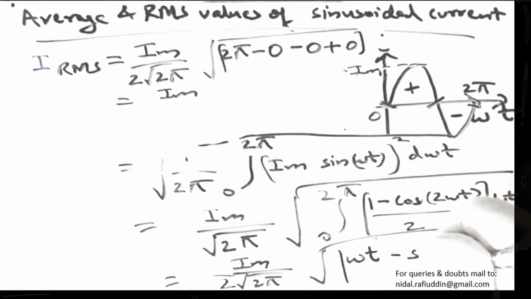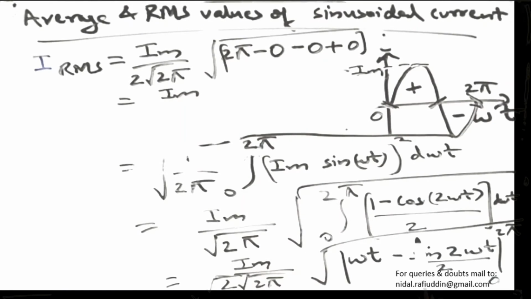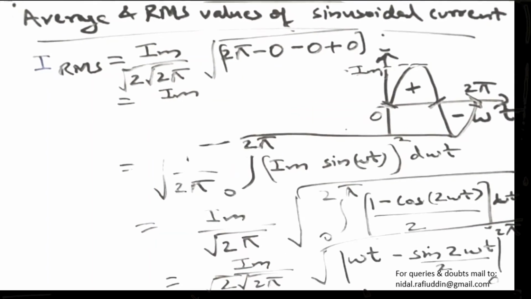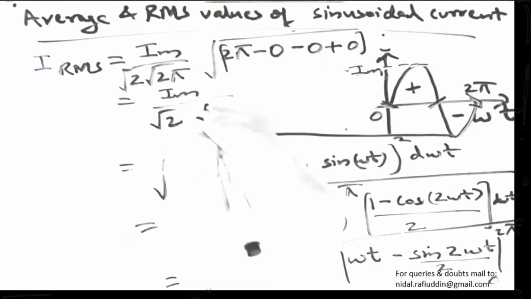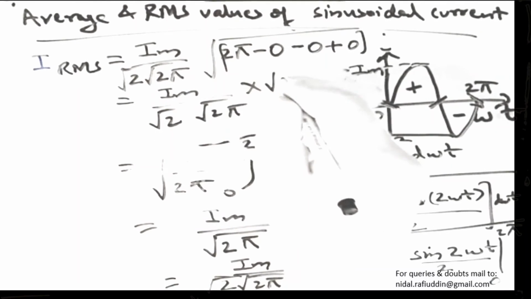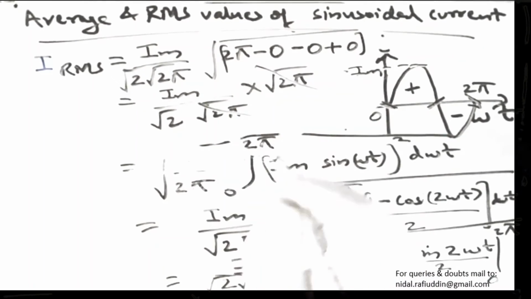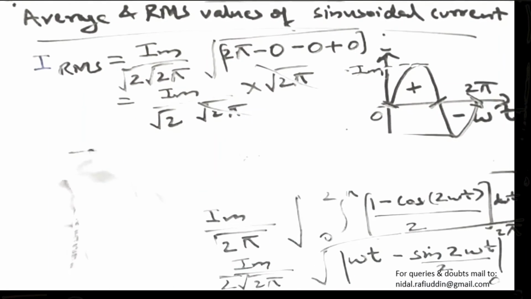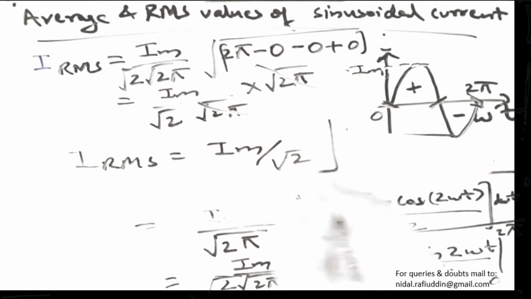Okay, I did commit a mistake here. This is not 2, rather root 2. Since we were having this 2 inside the under root, this is root 2. So Im divided by root 2 into root 2 pi, and what we are left with is root 2 pi in the numerator, and this cancels out. So the final expression that we are left with for the RMS of full cycle is Im by root 2.